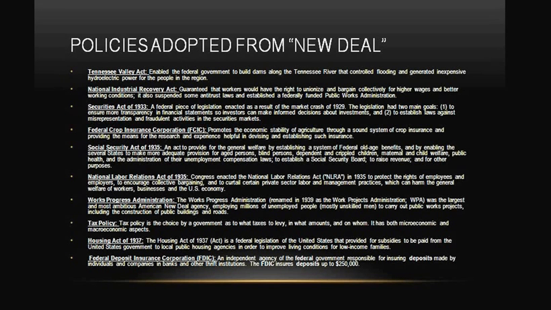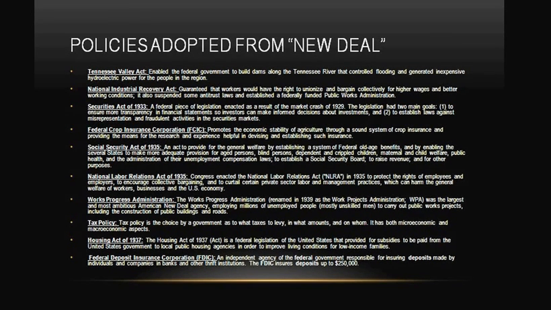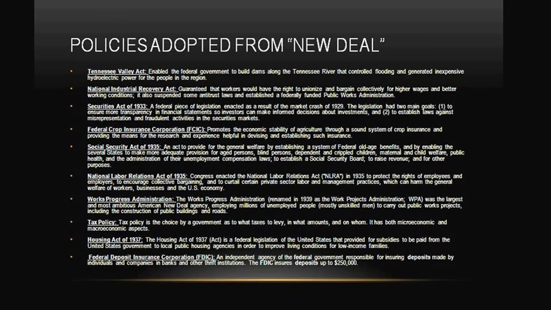Now, policies from the New Deal include the Tennessee Valley Act, National Industrial Recovery Act, Securities Act of 1933, Federal Crop Insurance Corporation or the FCIC, Social Security Act of 1935, National Labor Relations Act of 1935, Works Progress Administration, Tax Policy, Housing Act of 1937, and the Federal Deposit Insurance Corporation, otherwise known as the FDIC.